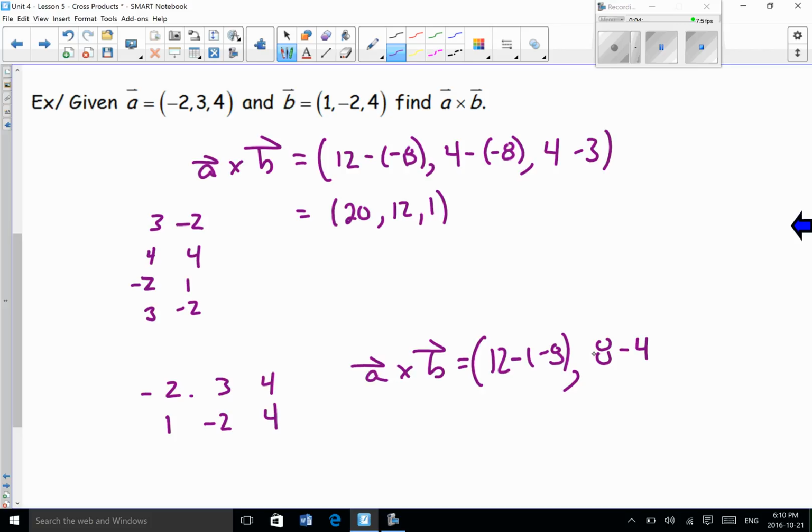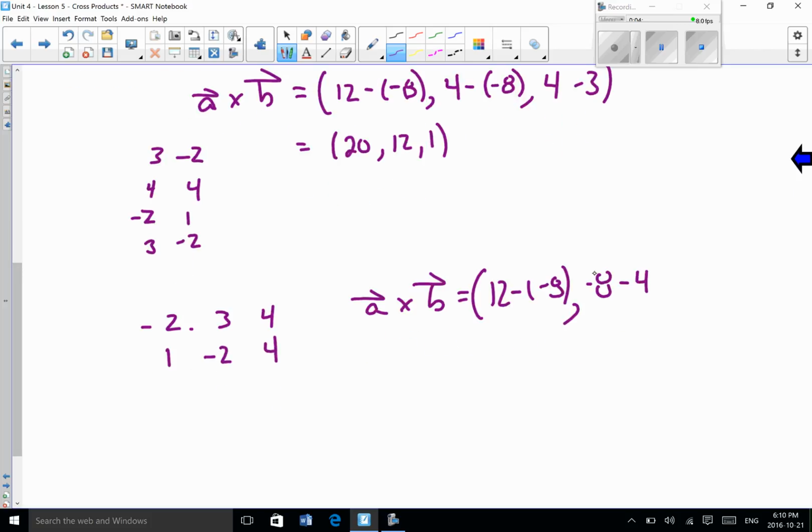So it's negative 8. One trick here when you do this is the y component is always the opposite sign. Okay. Then we do the z component, cover up the z's, so we'll get 4 minus 3. What do we get? Well, 12 minus negative 8 is 20. Negative 8 minus 4 is negative 12. We take the opposite sign, so positive 12. And 4 minus 3 makes 1. And then we found ourselves a cross product.